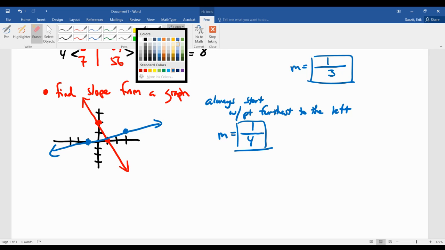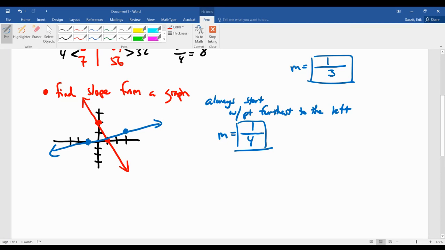Now, the red one, again, we want to start with the point that's furthest to the left. That will be this point. Now to get from here to here, we have to go down. We have to go down 2. Because we went down, my top number is negative. And then we have to go over 1. Now we don't leave a slope as negative 2 over 1. We just reduce it to negative 2. But remember, there is that invisible 1 underneath it.